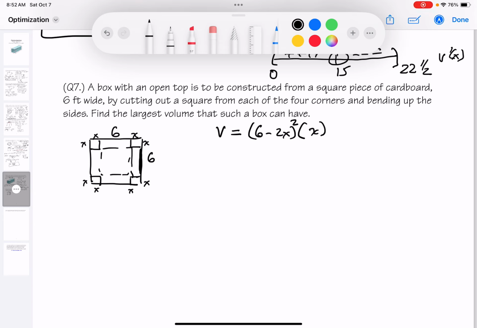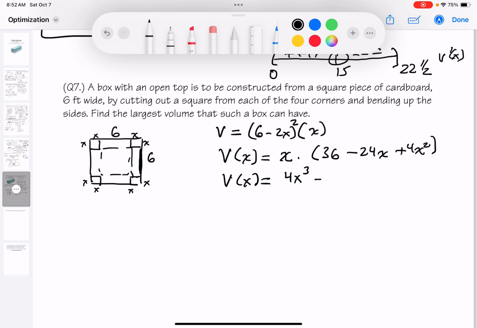Okay. What am I going to do now? I guess I got to simplify that, don't I? So I'll write down V as a function of x: x times 36 minus 24x plus 4x squared. I'm going to multiply that out and rearrange a little bit: 4x cubed minus 24x squared plus 36x.